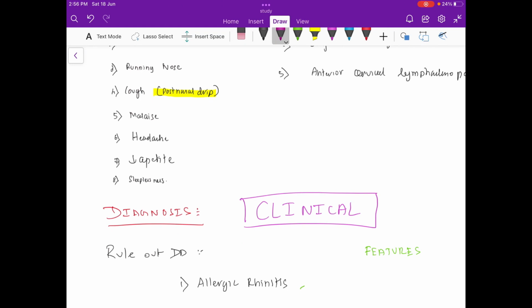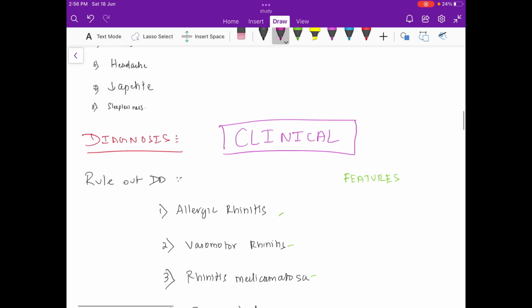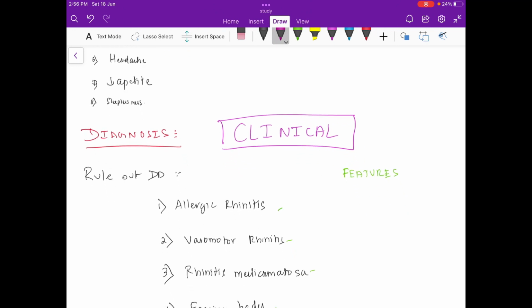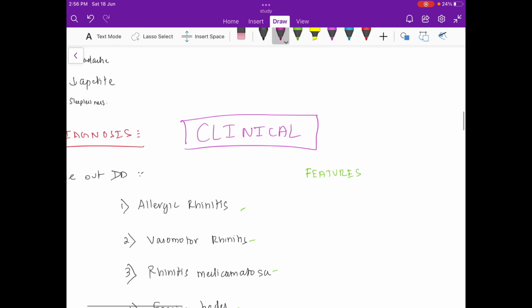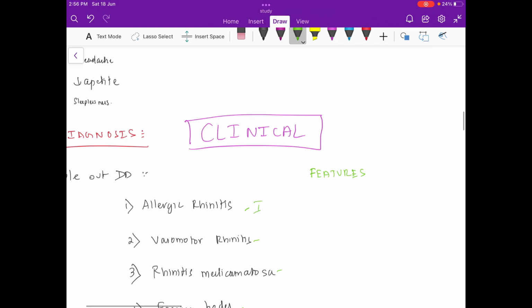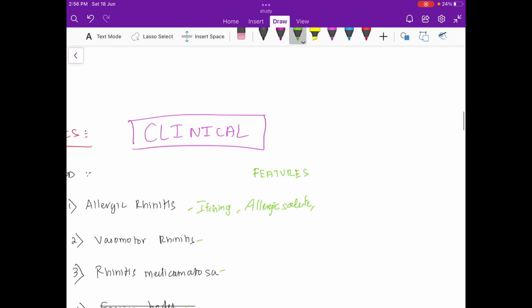Diagnosis. The role of the clinician in diagnosing a common cold is not to diagnose the common cold, which is very easy, but to rule out other common conditions like allergic rhinitis. In allergic rhinitis, itching predominates. There will be scratching of the nose. There may be an allergic salute, and a family history of atopy may also be present.